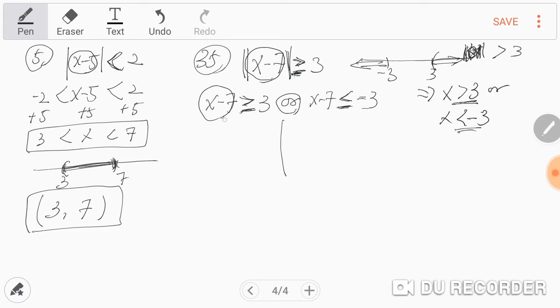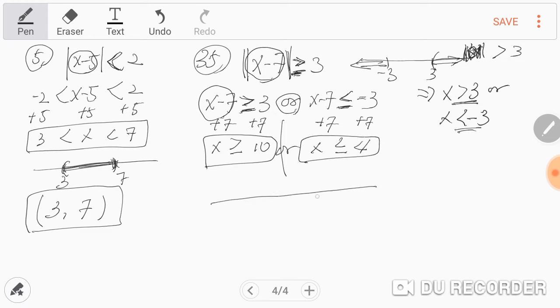Then solve these two inequalities. Add 7 to each side, then x is greater than or equal to 10. So we have one solution. From the second inequality, add 7 to each side, then x is less than or equal to 4. So x is either greater than or equal to 10, I will use a bracket, or x is less than or equal to 4, with a bracket on the number 4.